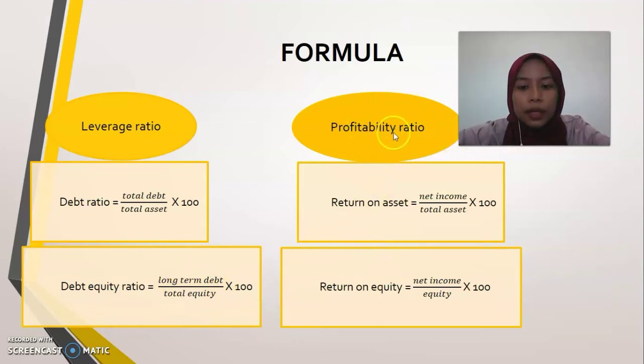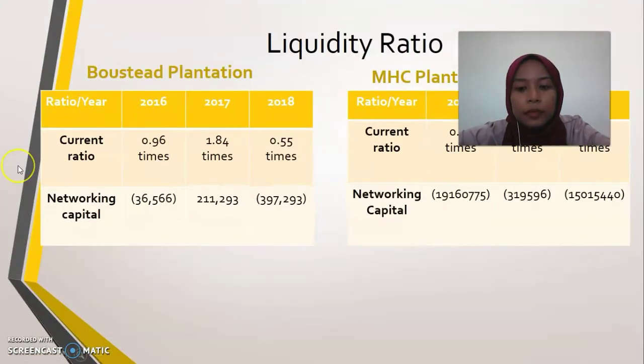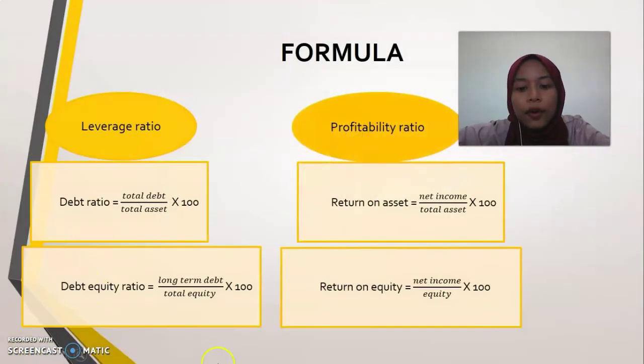Next is profitability ratios. Profitability ratios convey how well a company can generate profits from its operations. Return on assets is equal to net income divided by total assets multiplied by 100. And for return on equity, it is net income divided by equity multiplied by 100.